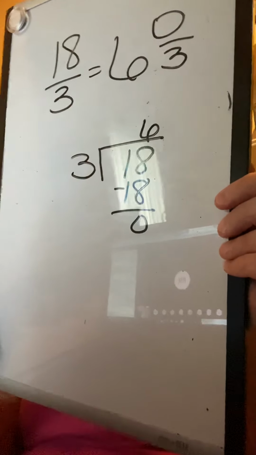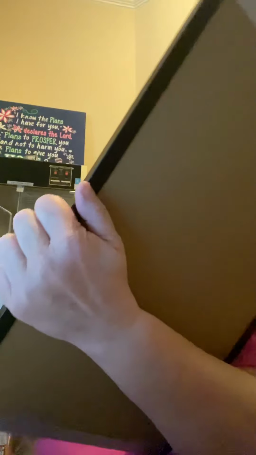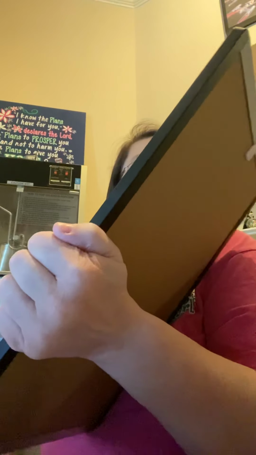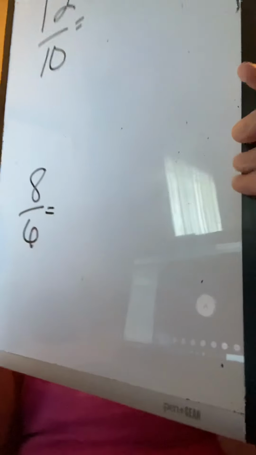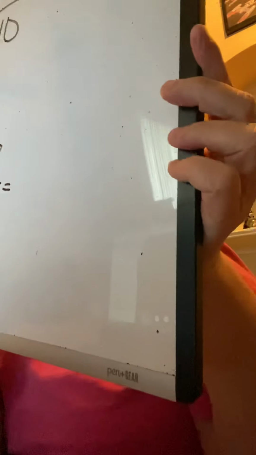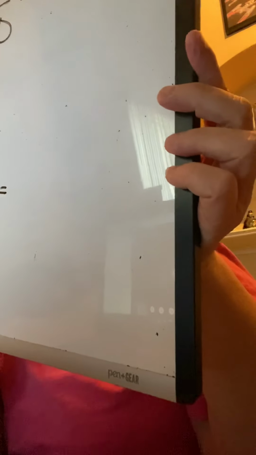All right, I would like y'all to try 6 and 7. 6 is 12 over 10, in case you don't have it. 12 over 10. And 7 is 8 over 6. There's the problems you're working on in case you don't have it. 12 over 10 and 8 over 6.